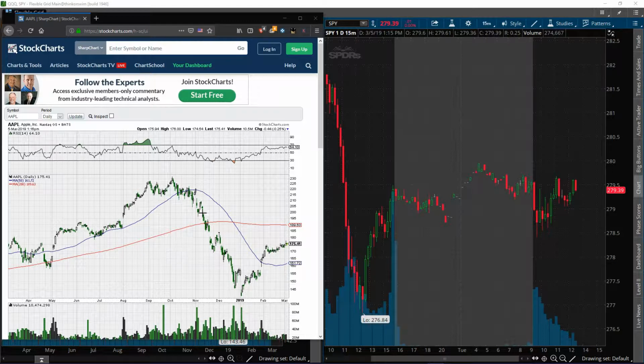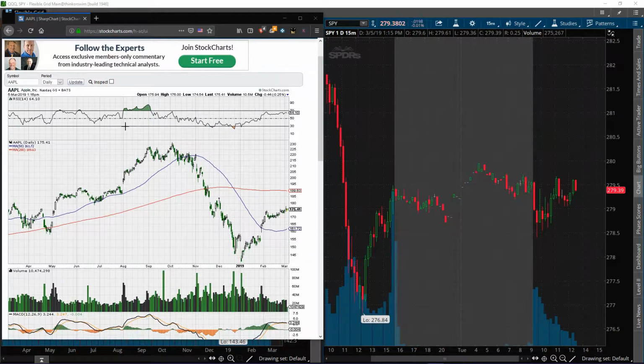Right here we got Apple, and this is on a daily chart. I guess you could use it intraday. I'm not really sure. I use it on the daily chart. I've never really liked it on the intraday charts. This is more for a swing trade, something like that. Maybe you're looking for a swing trade, so this is on a daily chart.